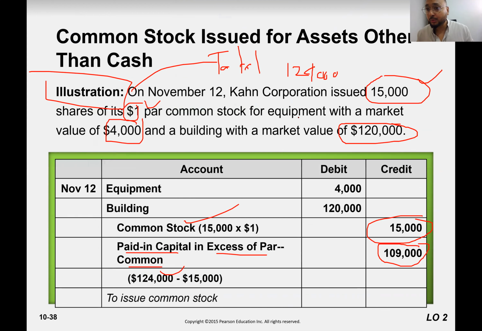So the company received a building increase of 120,000 and equipment increase of 4,000. So instead of receiving cash, the company received equipment and building. So equipment, building to common stock to paid in capital. The entry is balanced, right? So the question is, can a company issue stock without cash? Yes, against any asset. The entry would be like this, right?